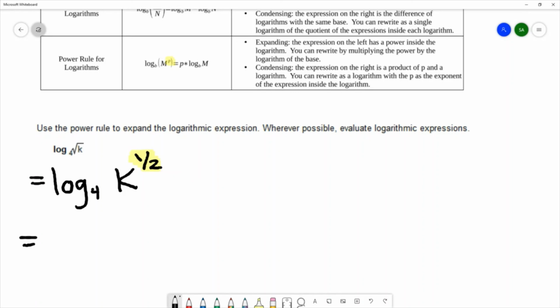And the power rule allows us to take that power of 1/2 and move it to become the coefficient on our logarithm. In other words, multiplied by our logarithm. That's what the coefficient does, it multiplies. So we've rewritten this expression to become 1/2 log base 4 of k. And that is what the directions asked us to do, to use the power rule to expand the logarithmic expression.